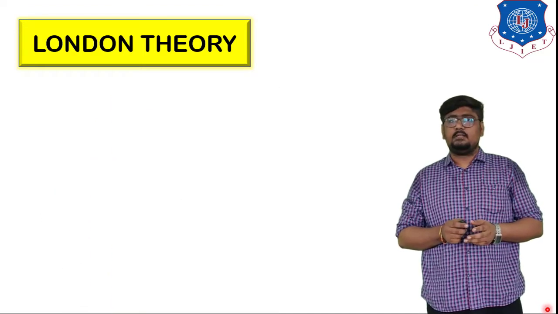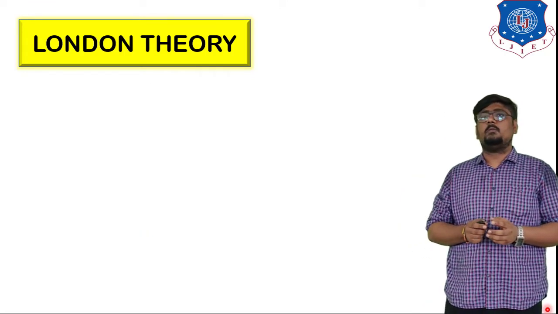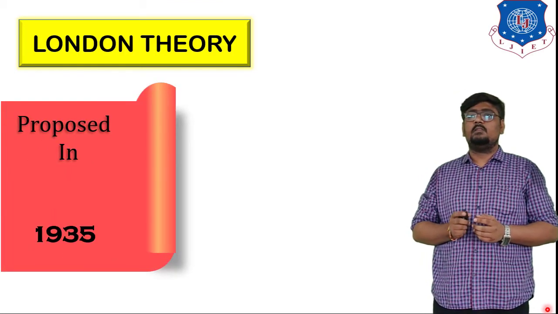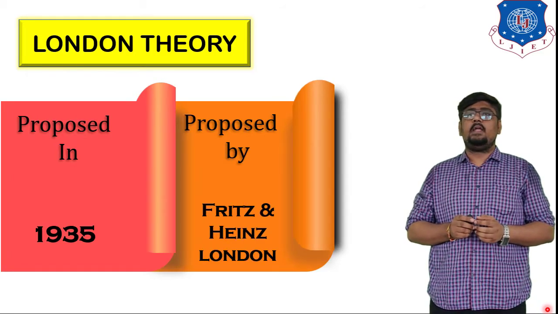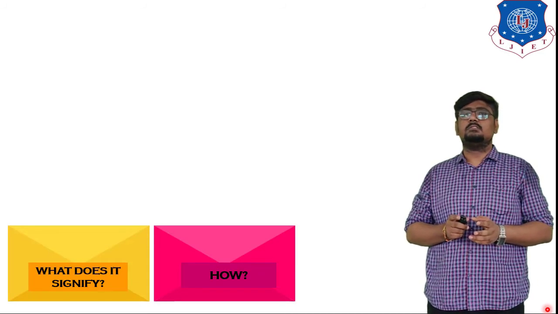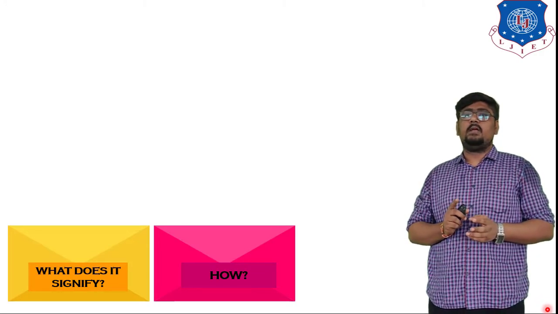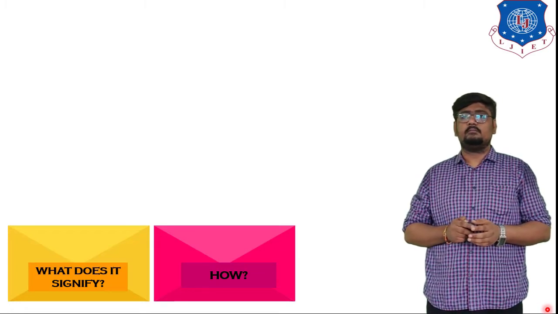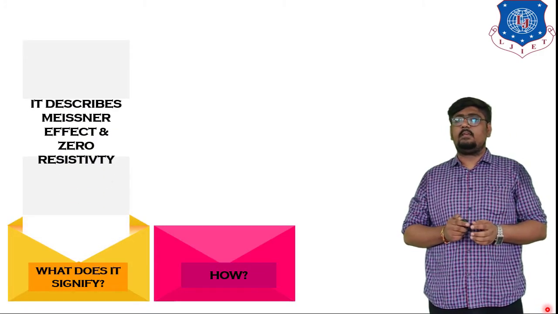But before that, let us discuss what penetration depth is. It is a concept proposed by the London brothers in the year 1935 that describes the Meissner effect and zero resistivity by adding two conditions, that is E equals 0 and B equals 0, meaning electric field is equal to 0 and magnetic field is 0, to Maxwell's electromagnetic equations. These two conditions are applied to Maxwell's electromagnetic equations.